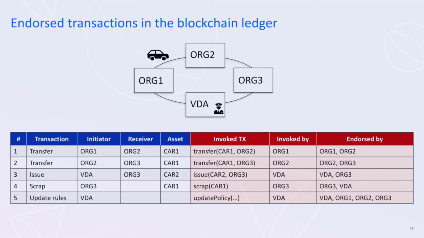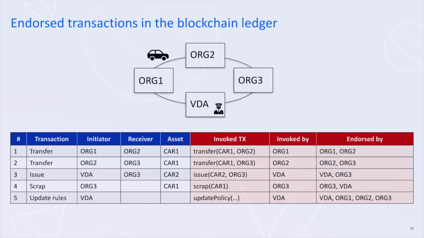So let's consider as an example, there are two cars as assets, car 1 and car 2. Here, org 1 starts a transfer of car 1. So org 1 is the initiator. Org 2 is designated as the receiver of car 1. In the Fabric code, towards the right hand side, this transaction is implemented as a transfer function, which is invoked by organization 1, the initiator.